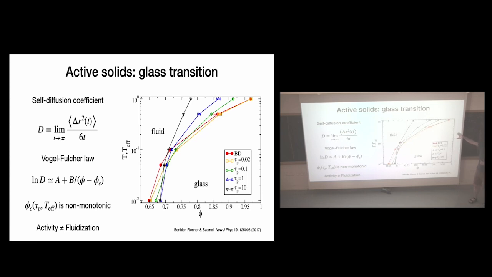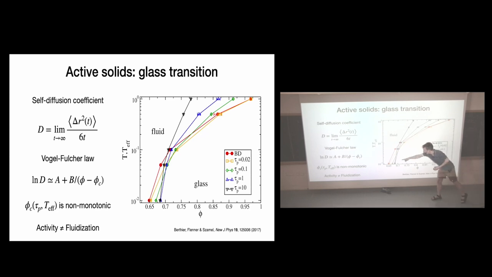Let's look at the self-diffusion coefficient, which can help us identify a critical value of the glass transition. One fits the behavior of the diffusion coefficient with respect to the density with a Vogel-Fulcher law, and can therefore extrapolate the critical value of the density phi c as a function of tau p and the effective temperature Tf. And this is what you can see here. Basically, if the effective temperature is low, the red curve is Brownian dynamics. It's what happens in a thermal system.